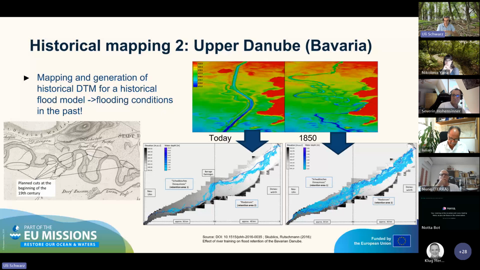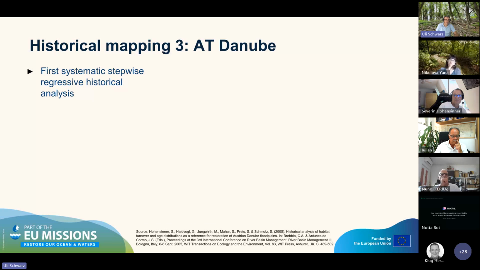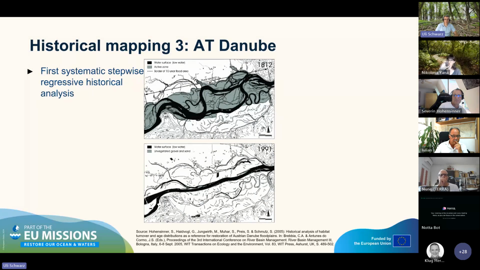This would be, or is, a very great feature: being able to reconstruct even the historical terrain models from historical data, to do modeling. For Austria, I will be quick. You know the excellent work of Severin and his team. We got the first systematic, stepwise regressive historical analysis of a river, I think even in Central Europe. Correct me, Severin, if I'm wrong.